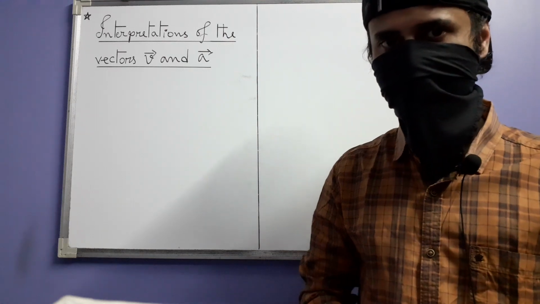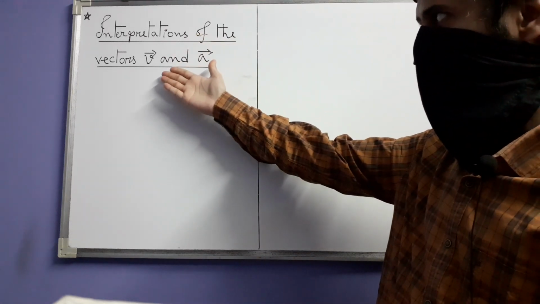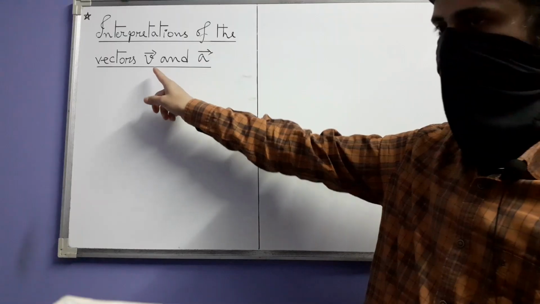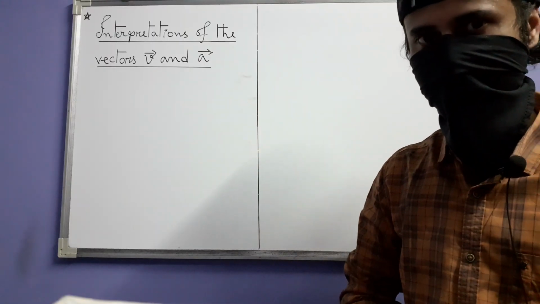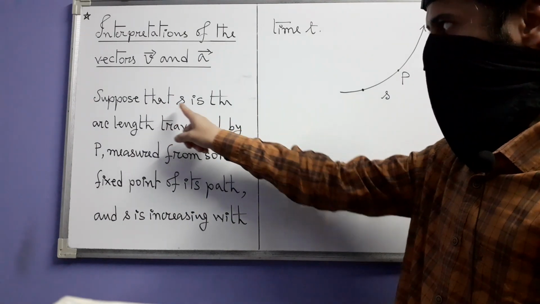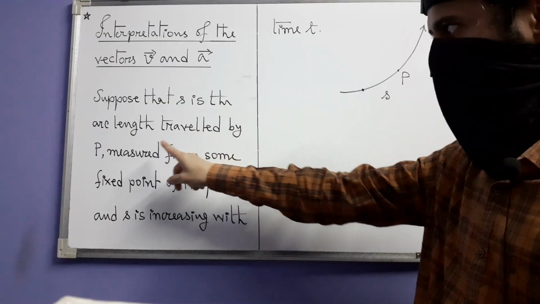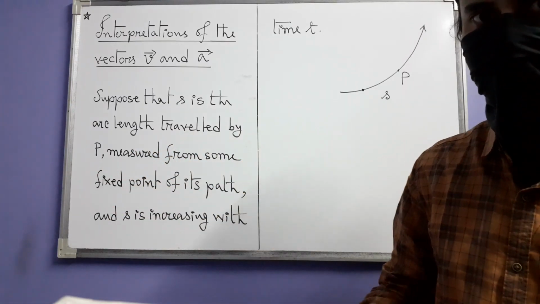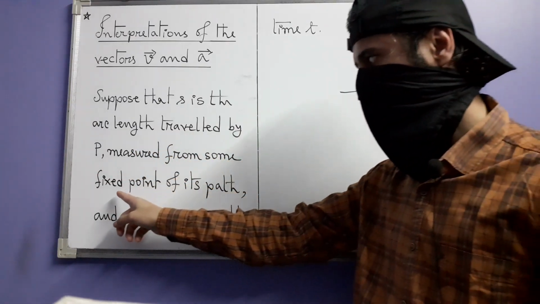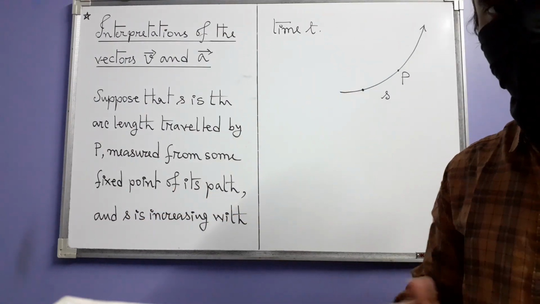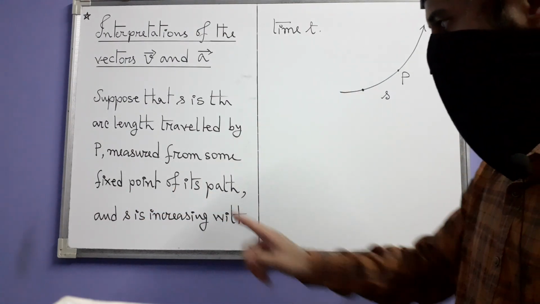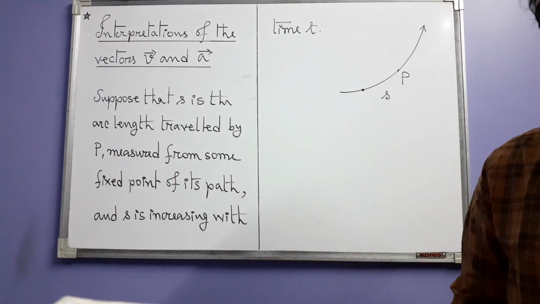So today we are going to see the interpretations of these two vectors v and a, the velocity vector and the acceleration vector. Suppose that s is the arc length traveled by p, where p is a particle, measured from some fixed point of the path along which p is moving, and let s be increasing with time.